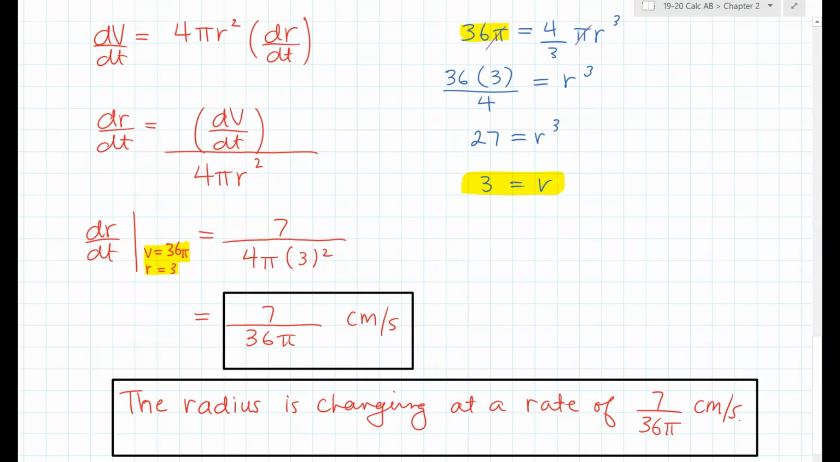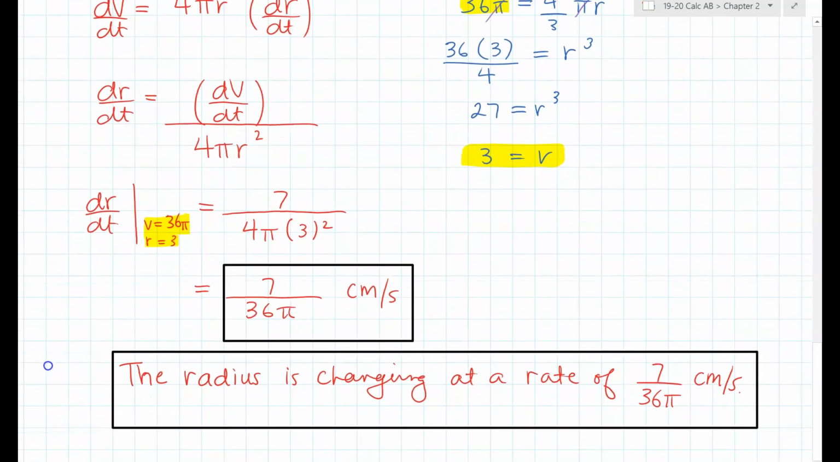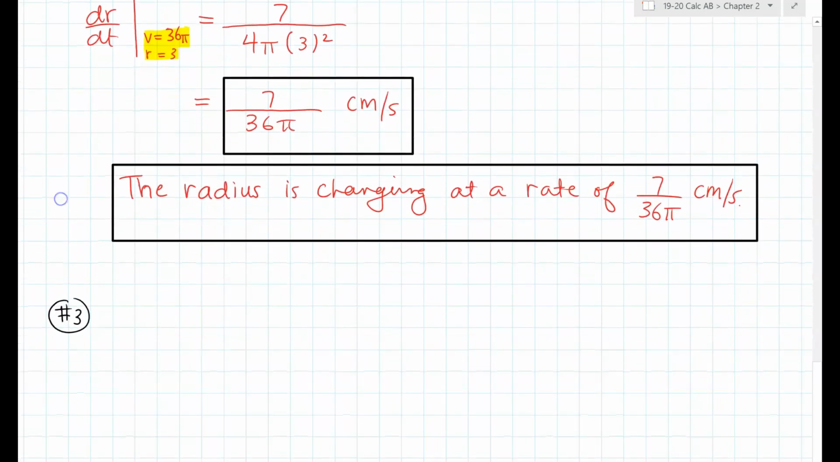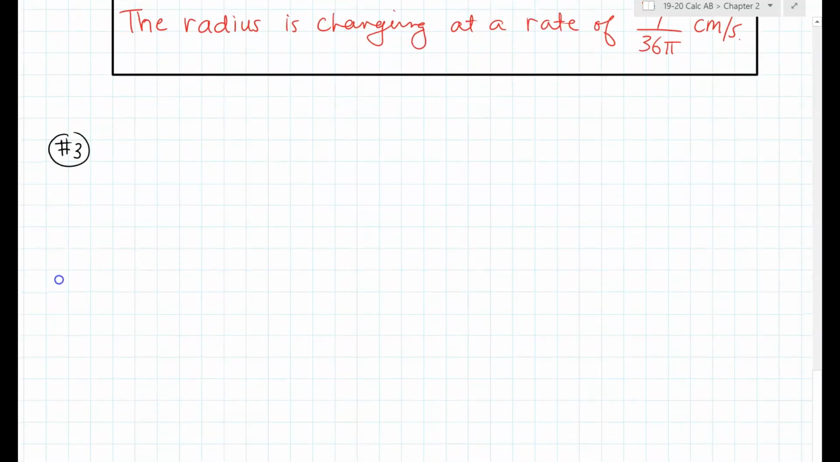So hopefully that wasn't too bad. I know a lot of people were telling me they were having problems with it because they didn't know what to do with the volume, but eventually I told them, hey, just think about it this way. The volume is just trying to tell you that you could solve for your radius by using this volume in the equation. So once they were told that, they were okay.